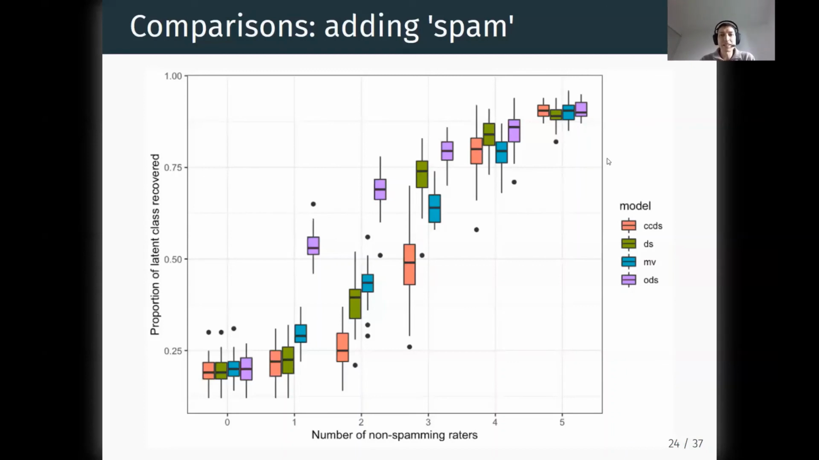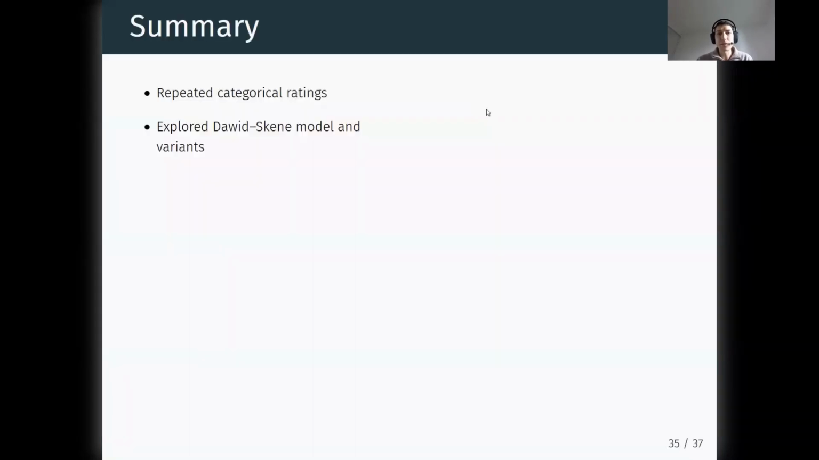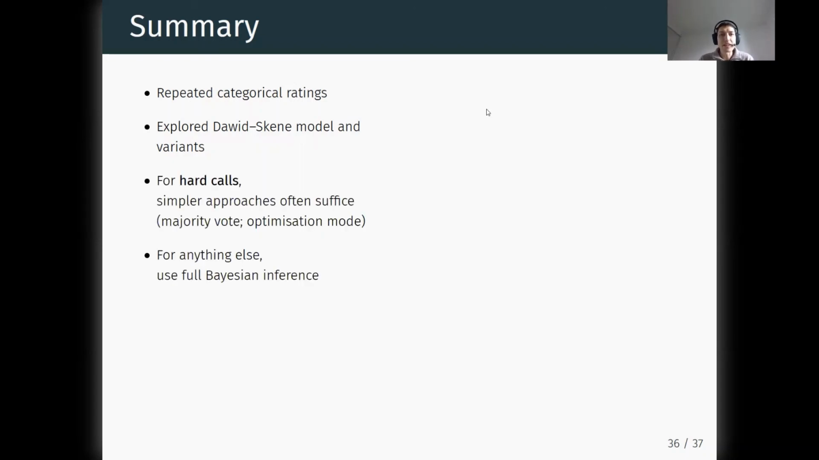for gaining robustness. To summarize what we've talked about today, we've looked at data from repeated categorical ratings, and we've explored analyzing these using Dawid-Skene models and some variants. What we found is if we're interested only in hard calls of latent classes, it's enough to do something simple, often like majority vote. And I didn't talk about optimization versus MCMC, but a similar conclusion applies there.